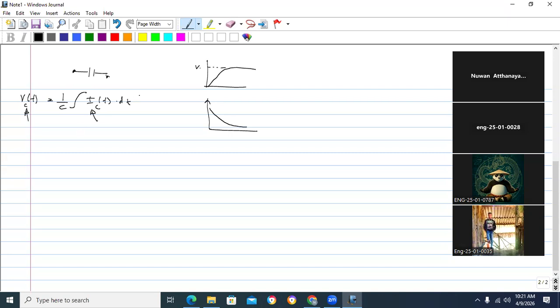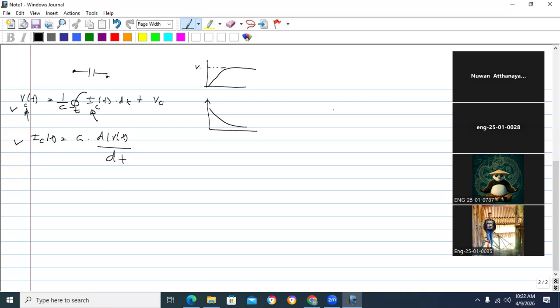Plus there may be an initial voltage V naught or something. The integration will be within a time period, so you have to identify what the time period of the integration is. In the same way, you can write the capacitor current as C dv(t)/dt. So this is the capacitor voltage and capacitor current.